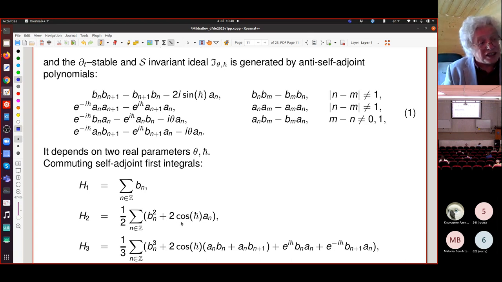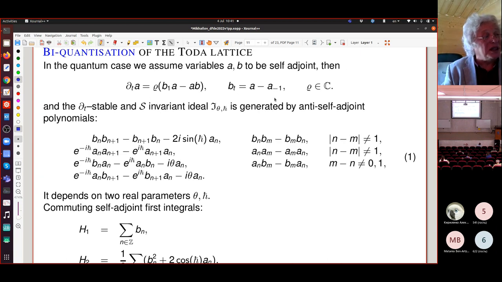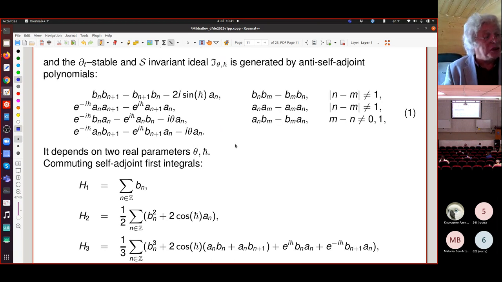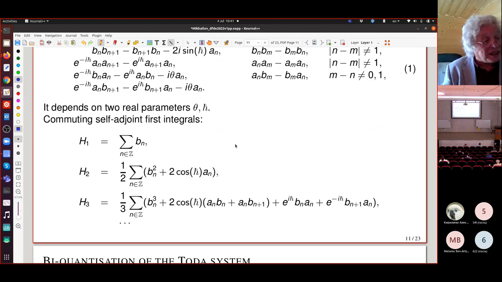Here we have some quantum corrections, like cosine. If h is zero and theta is zero, this is nothing but a commutator where everything commutes, so it corresponds to the commutative algebra. If h is not zero and theta is any, then h1, h2, h3 are first integrals of our equation. That means if you differentiate, you will get zero. It's the first integrals in a true sense.